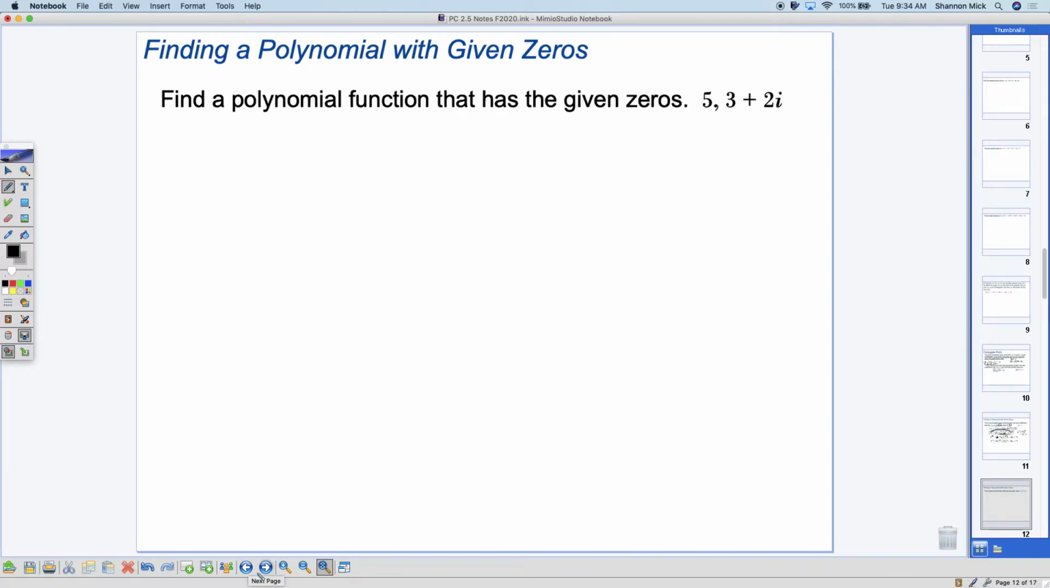Okay, let's do it again. Find a polynomial function that has the given zeros: 5, 3 plus 2i, and what do we also know has to be there? 3 minus 2i.